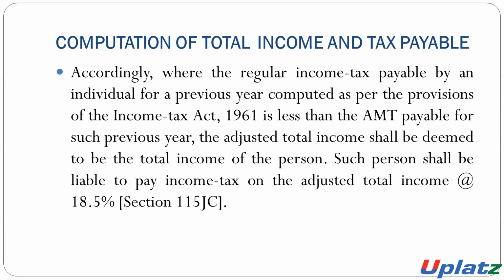If the amount of income tax is less than the amount of AMT, then the adjusted total income shall be deemed to be the total income of the assessee, and such person shall be liable to make the payment of tax on such adjusted total income at the rate of 18.5%. That means where the regular income tax payable by the assessee in the previous year, computed as per the provisions of income tax, is less than the AMT payable.